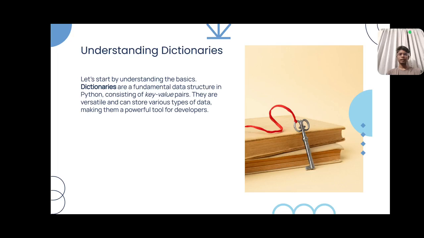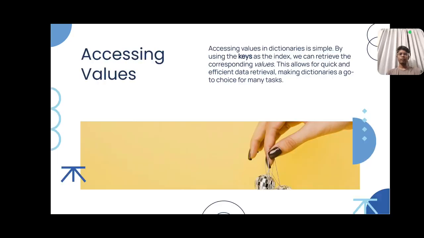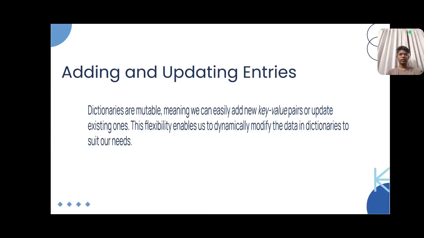Next, understanding dictionaries. It is a fundamental data structure in Python consisting of key value pairs. They are versatile and can store various types of data, making it a powerful tool for developers. Accessing values in dictionaries is simple. By using the keys as the index, we can access and retrieve the corresponding values. This allows for quick and efficient data retrieval.